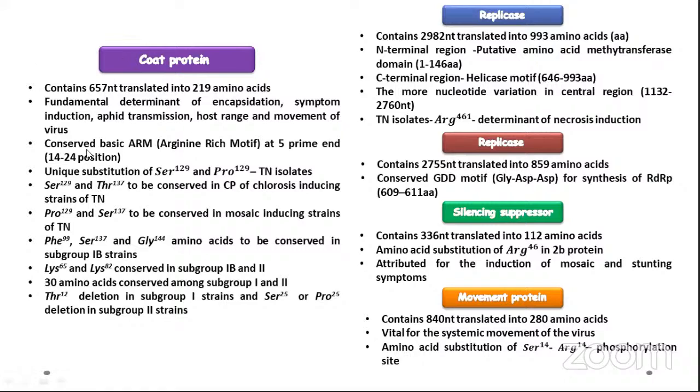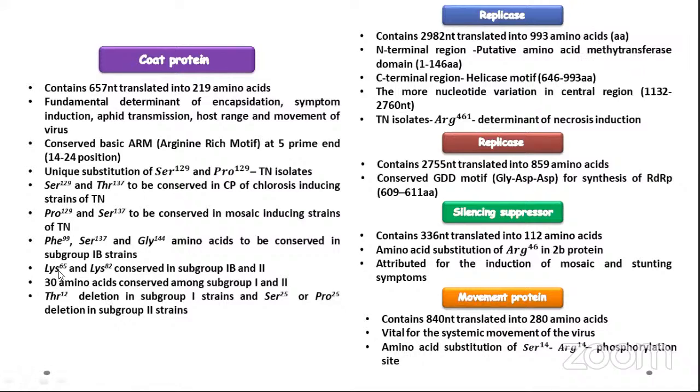In this, we observed the conserved arginine-rich motif at the 5' end from the 14th to 24th position, and we also observed a unique amino acid substitution from serine to proline in most of the TN-CMV isolates. Based on these amino acids, we can categorize CMV into mosaic-inducing and chlorosis-inducing strains. Further comparative sequence analysis implicates that serine at 129 and 137th position is conserved in chlorosis-inducing strains, whereas proline at the 129th position and serine at the 137th position are conserved in mosaic-inducing strains of CMV.